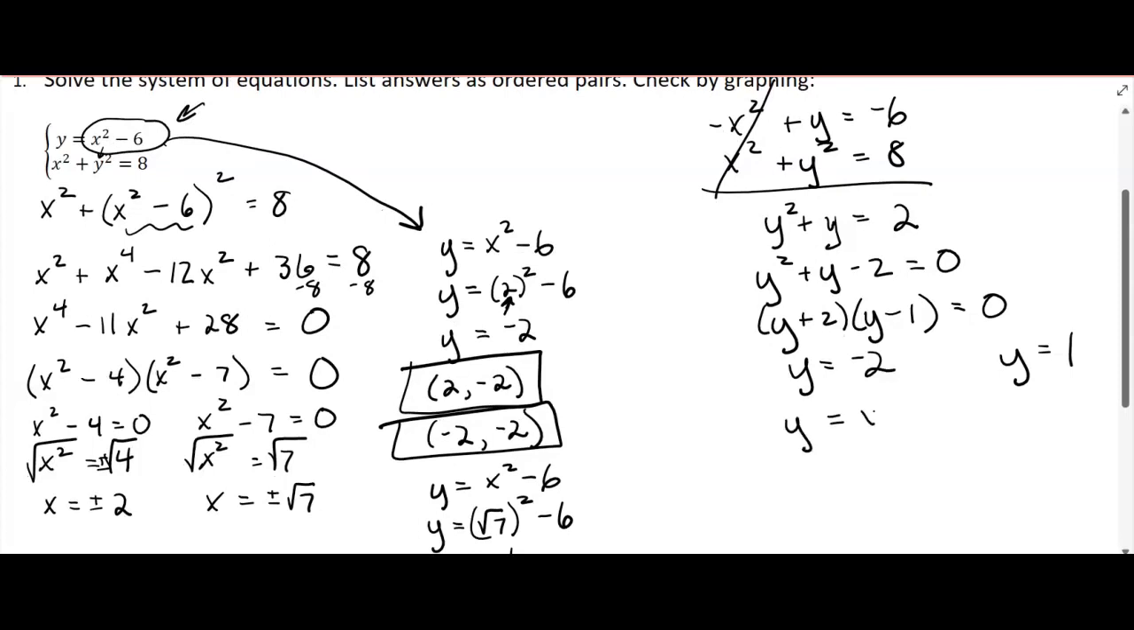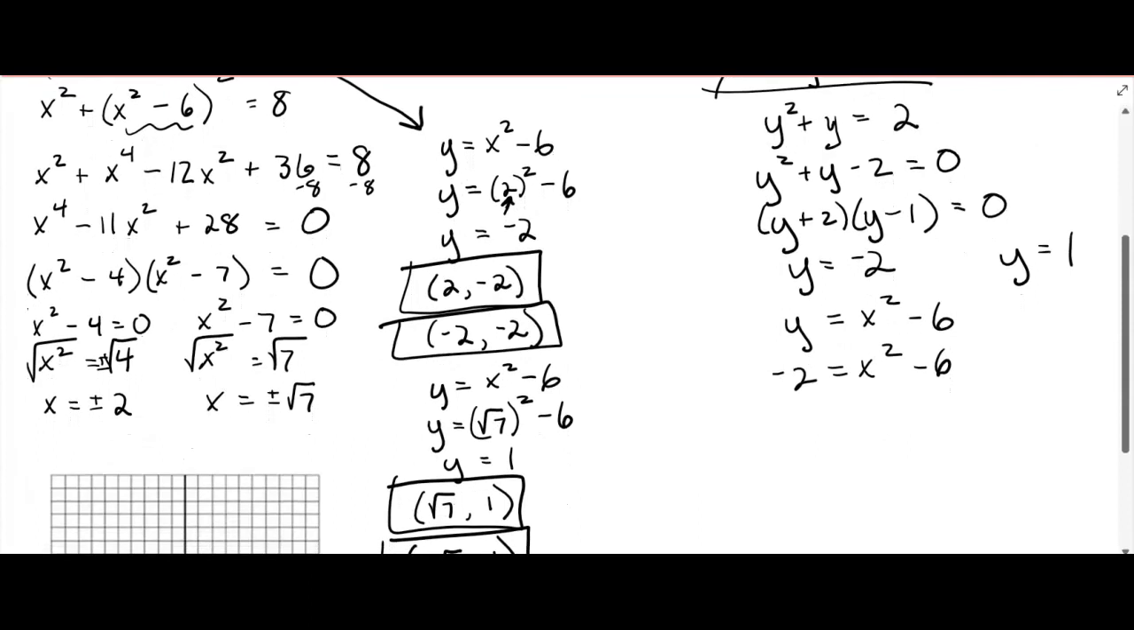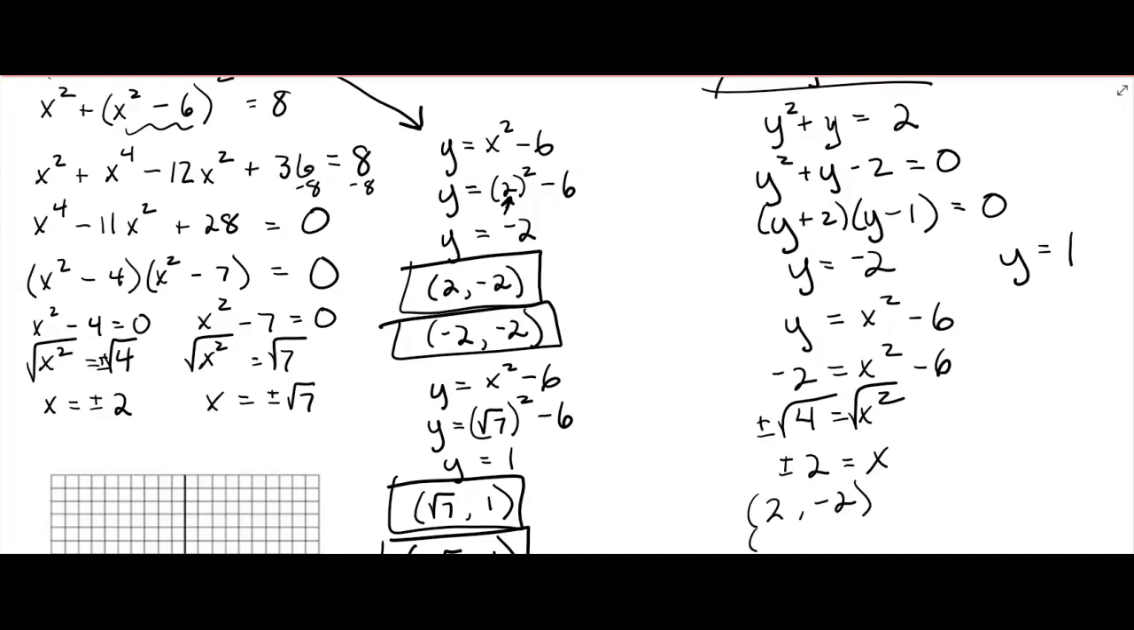You're plugging in y equals x squared minus 6. Well, if I put in a -2 for y, because this time I solved for y, and I add the 6, I'm going to get 4 equals x squared. Take the square root of both sides, and you're going to get plus or minus 2 for x. And so what it means is when y was -2, x was 2, or when y was -2, x could have been -2. So you get those two answers.